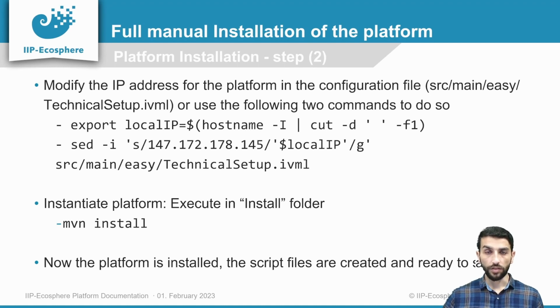Finally, instantiate the platform using the command mvn install inside the install folder. With this command, Maven will download the platform dependencies and the required artifacts. Then it will generate the scripts to run and use the platform. After the command finishes successfully, the platform is installed and the script files are created and ready to use.